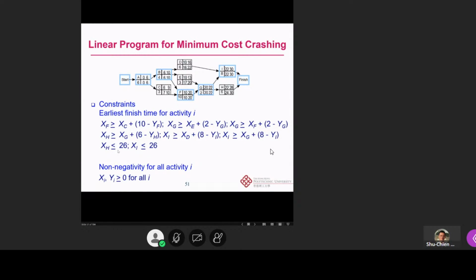And then finally, because there are two paths, they need to be less than or equal to 26, because this is what we asked: the project should be finished by 26. So XH, the last earliest finish time for activity H, and also XI for activity I, both of them should be less than or equal to 26. And then we also need to put in the non-negativity constraints: XI and YI should be larger than or equal to 0 for all activities i.